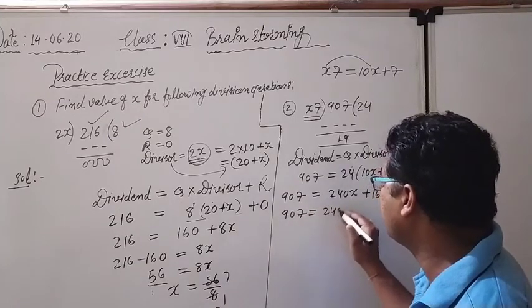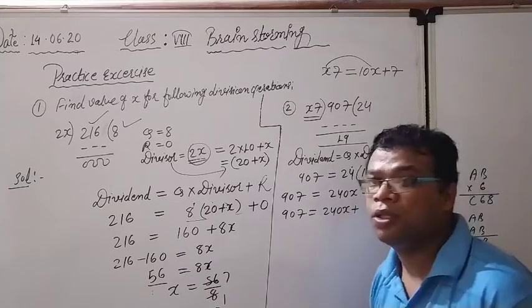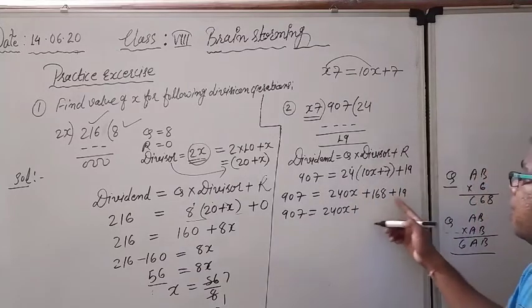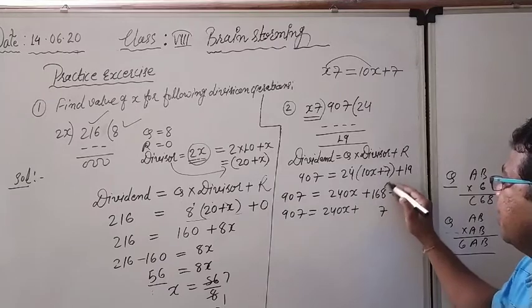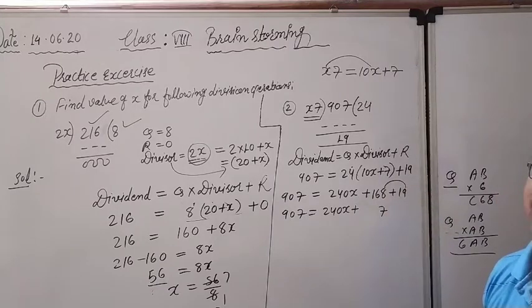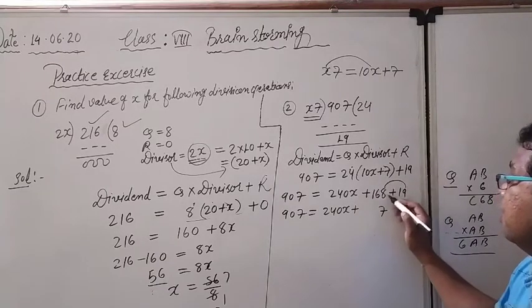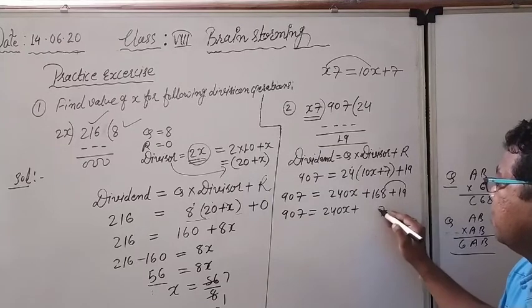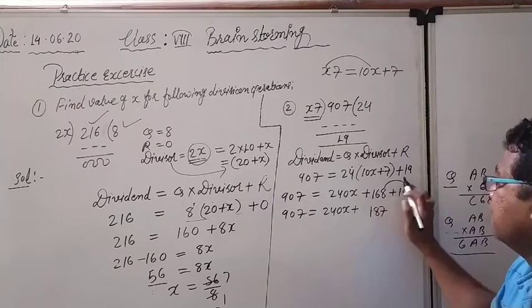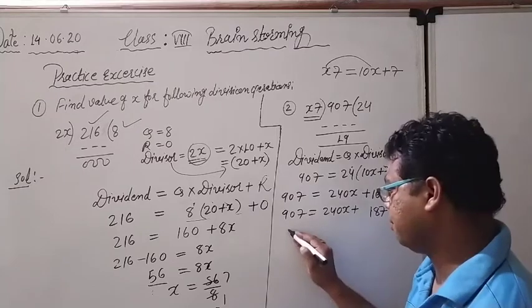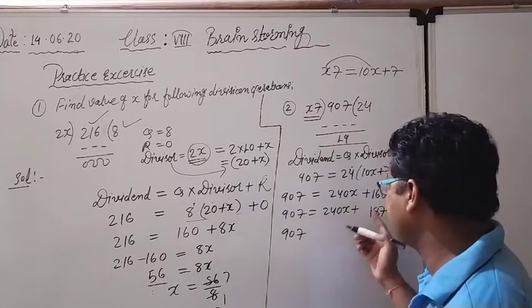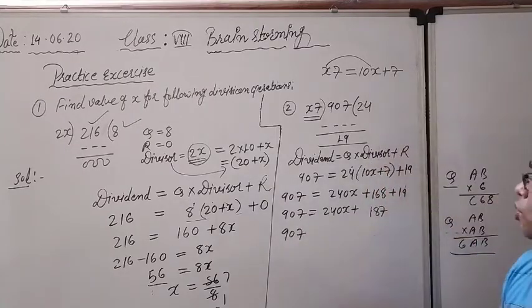907 is equal to 240x plus. These both numbers I can add here. So add 8 plus 9, 17. 8 plus 9, 17. Carry 1. And 6 plus 1, 7, with carry 1, 8. And 1, 1. Nothing.